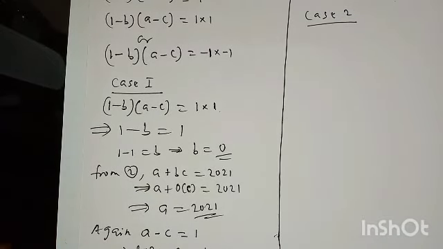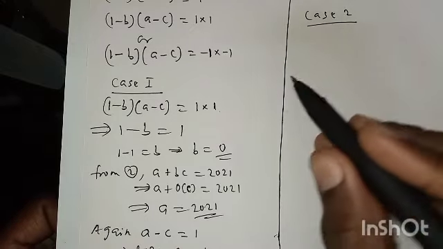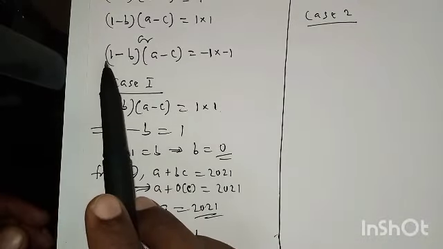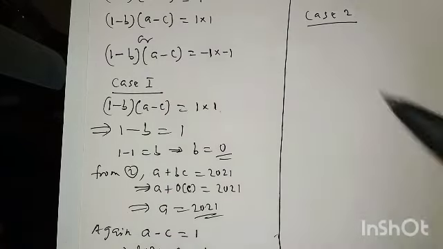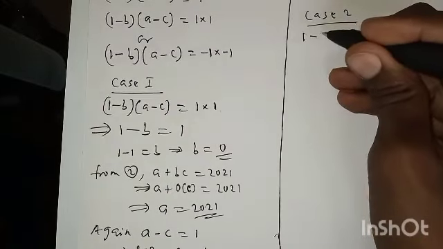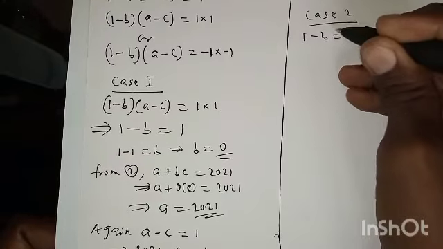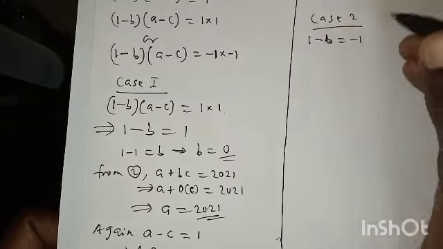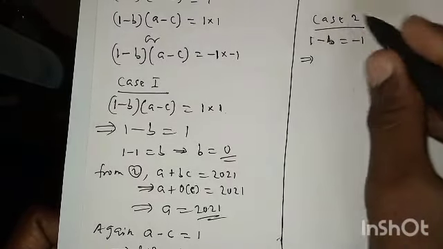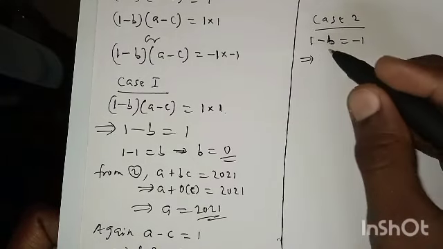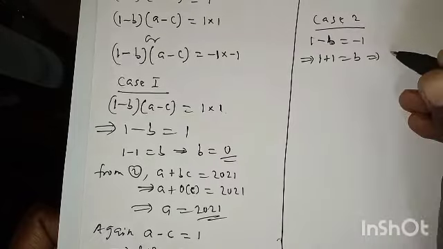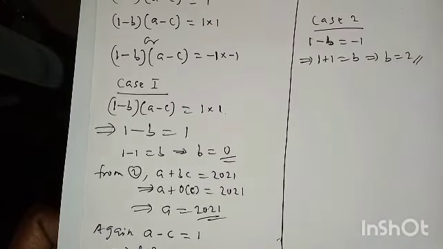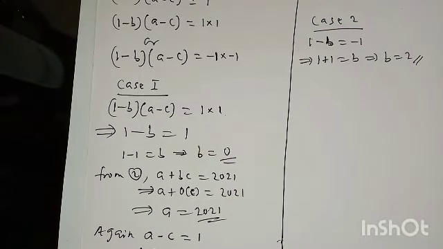Now from there, we have 1 minus b equals minus 1, and a minus c is also equal to minus 1. So we have 1 minus b equals minus 1. Now take minus b to the other side and take minus 1 to this side. That is 1 plus 1 equals b, meaning that b is 2.